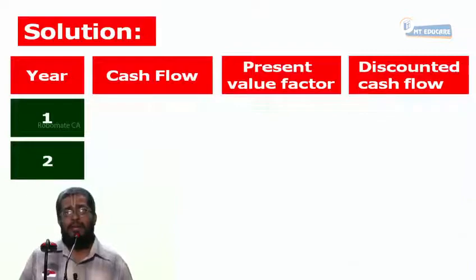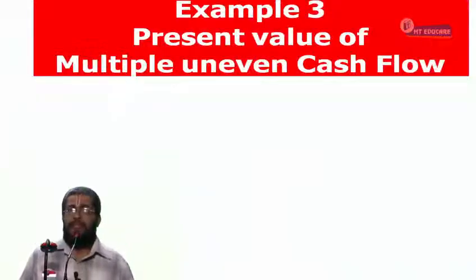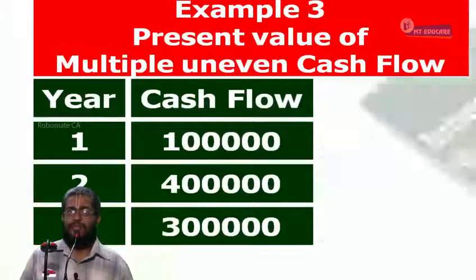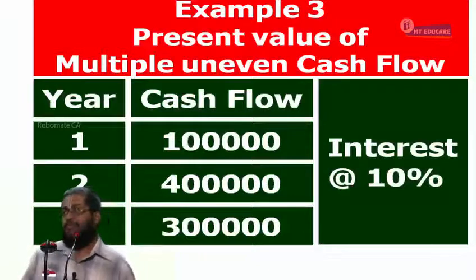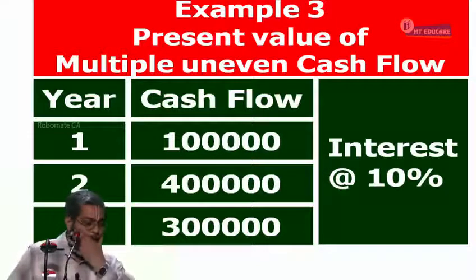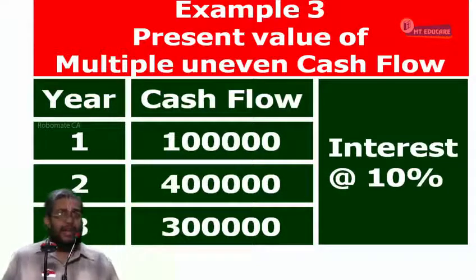Example 6. Multiple and uneven cash flow. Nothing great. Just to conclude what you are doing. That's all. Multiple and uneven cash flow.